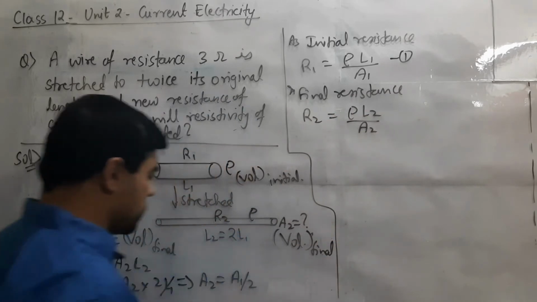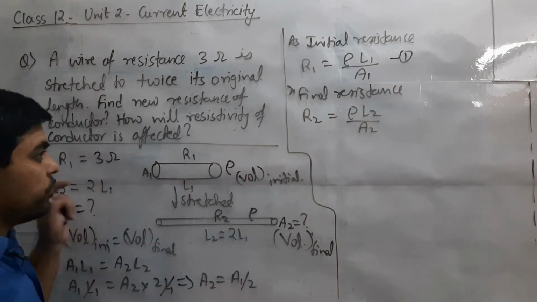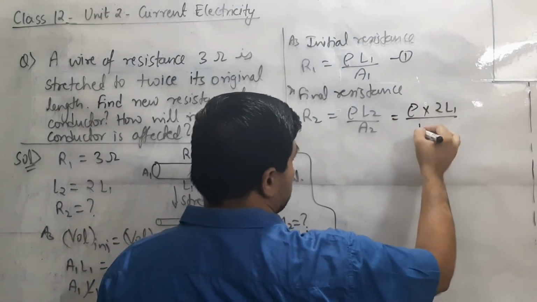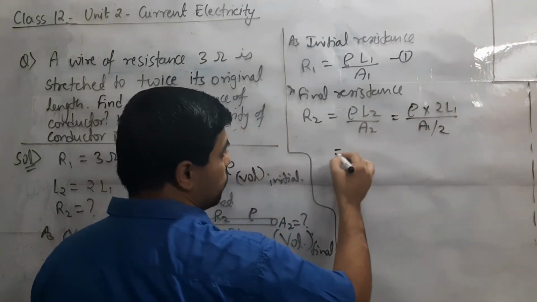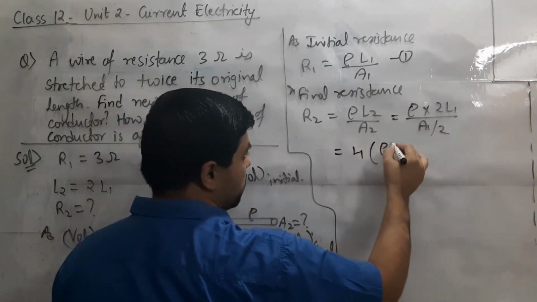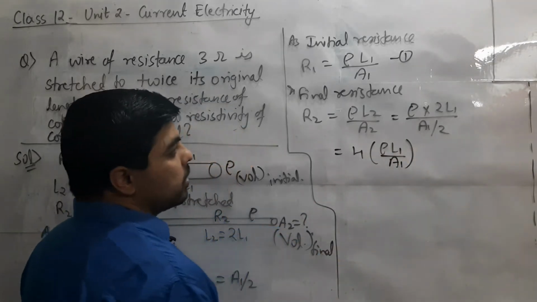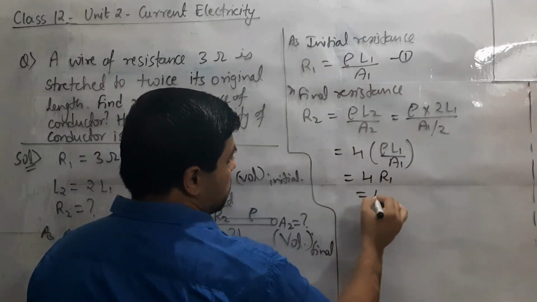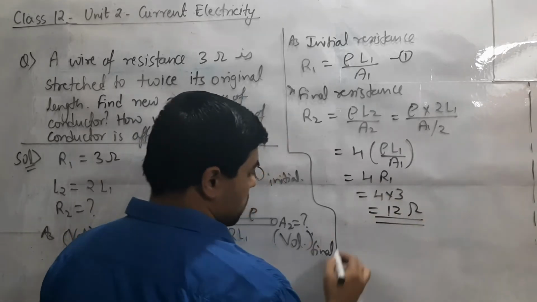Now we can put the values. A2 is A1 by 2 and L2 is twice of L1. Here, in the relation, L2 is twice of L1 and A2 is A1 by 2. The 2 in the numerator will become 2 into 2, 4, and the expression will be 4 into rho L1 by A1. The expression in the bracket, rho L1 by A1, is R1, so 4 R1, and this means 4 into 3, 12 ohm is the final answer.